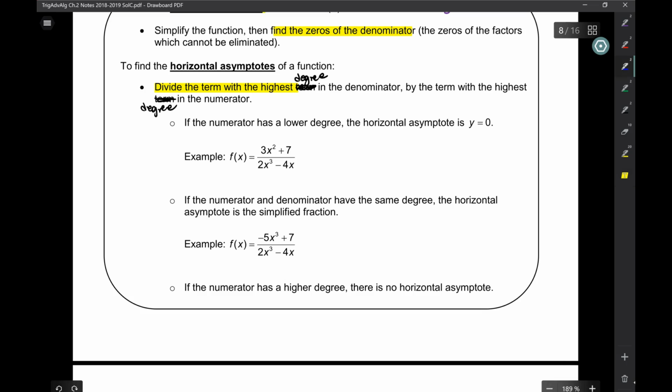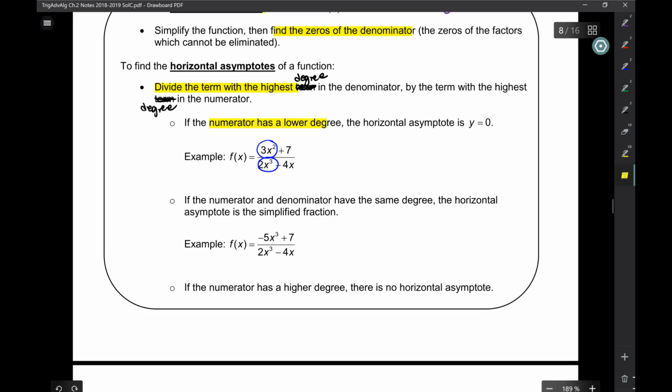So essentially here, I'm comparing that with that, right? The term with the highest degree with the term with the highest degree. Essentially what I'm doing is just comparing the exponent on the top with the exponent on the bottom. So there are three possibilities. One is the top could be a lower number, they could be equal, or the top could be a higher number. Correct?